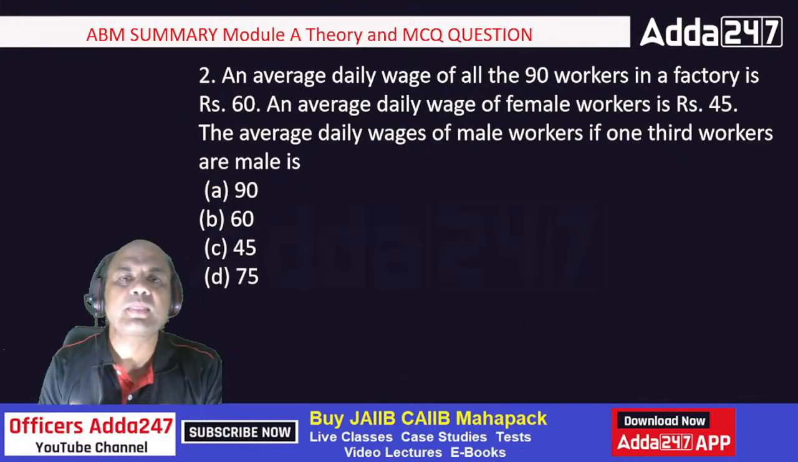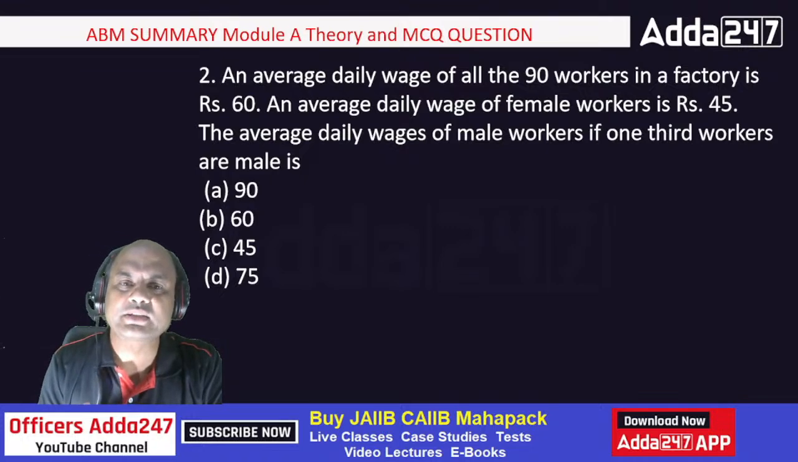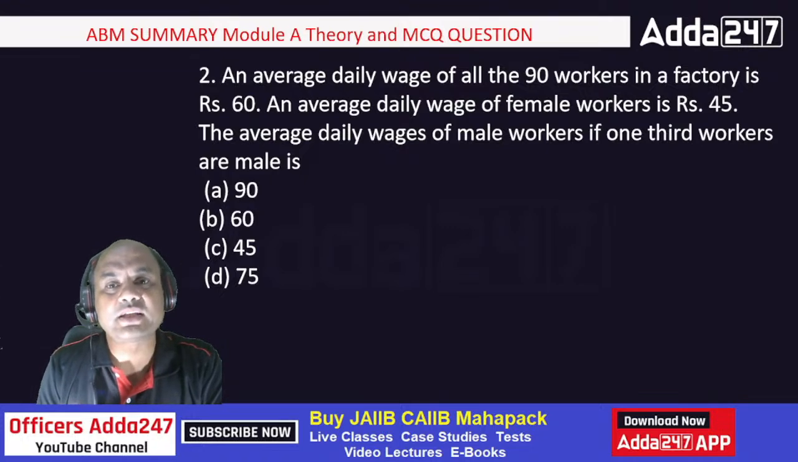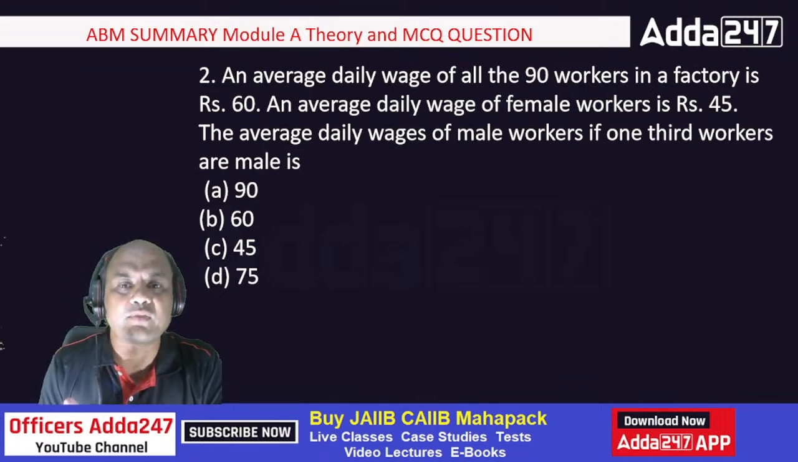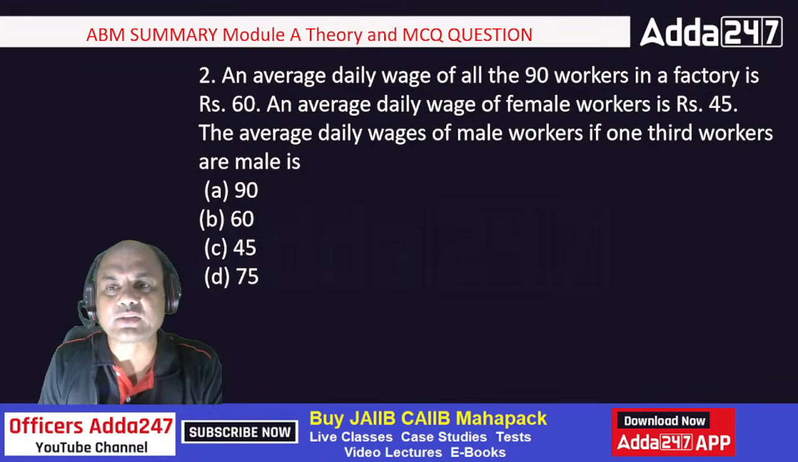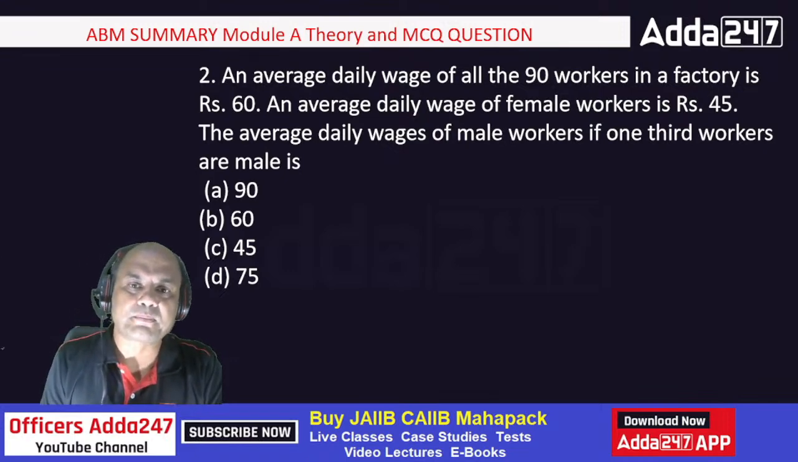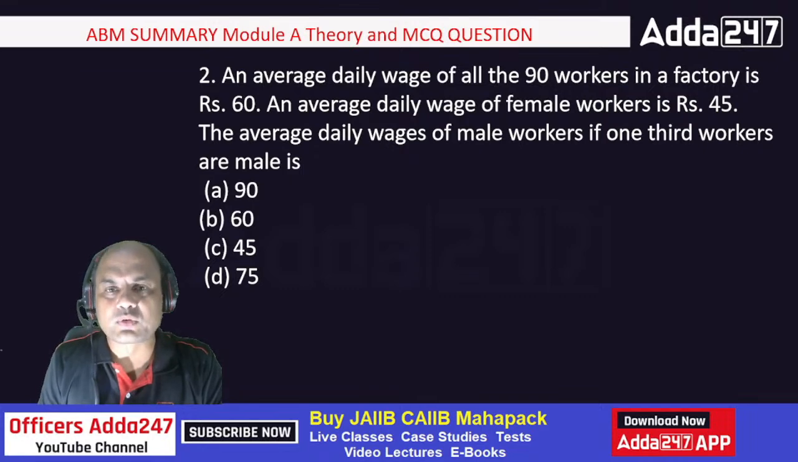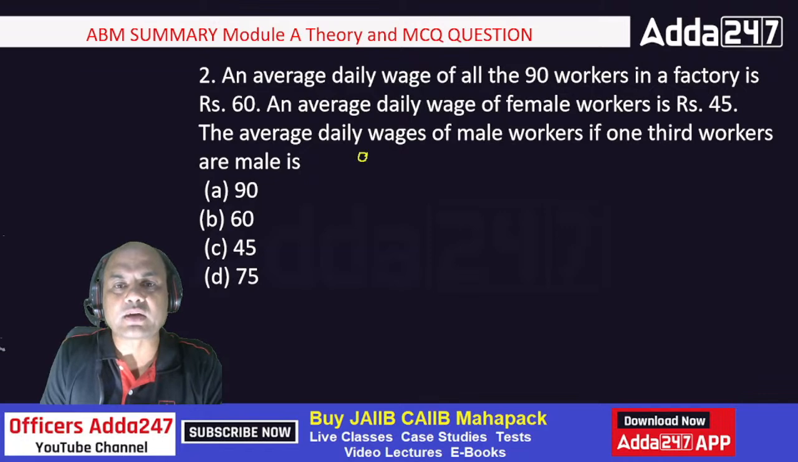Okay. The average daily wage of 90 workers in the factory is 60. The average daily wage of a female worker is 45. The average daily wage of male workers, if one-third of the workers are male, is. So what is the question? Firstly, understand that. In a factory, there are two types of persons, right? One is male, second is female. So how many workers are there? Total 90.